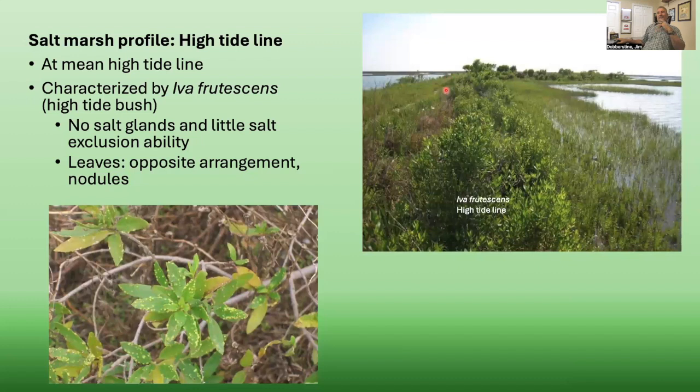And you will find Iva that grows up into the uplands as well. But it does really like this high tide line. When it gets up into the uplands, it's oftentimes outcompeted by other plants.